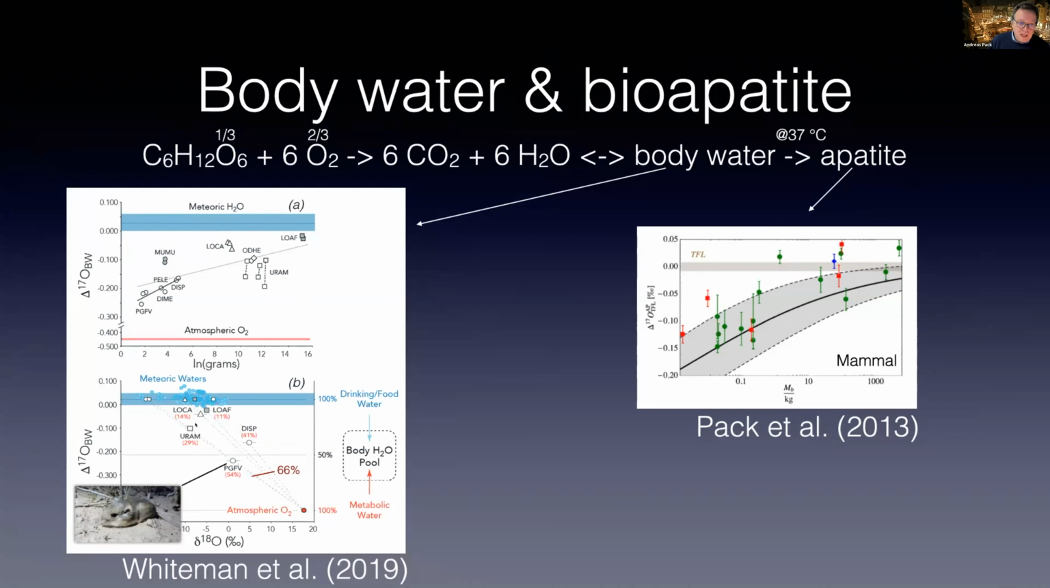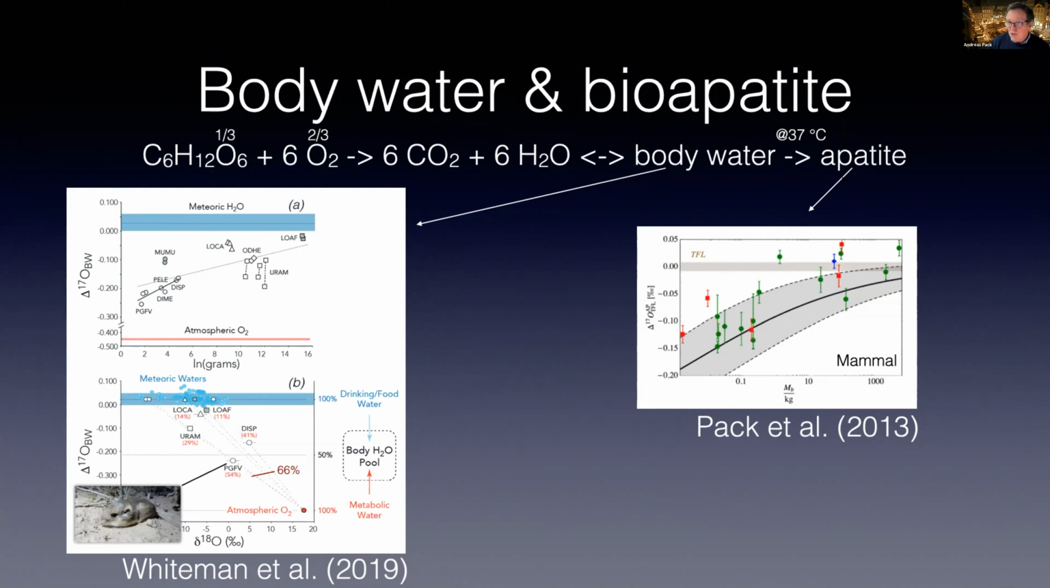And they concluded by a simple mass balance model, this is the composition of atmospheric oxygen, and this is the composition of the drinking water, that this small mouse contains something like 54% of oxygen in the body water directly coming from air oxygen. And this is very close to the theoretical limit of 66%, which is 2/3 of the oxygen in case that this animal is not drinking anything.